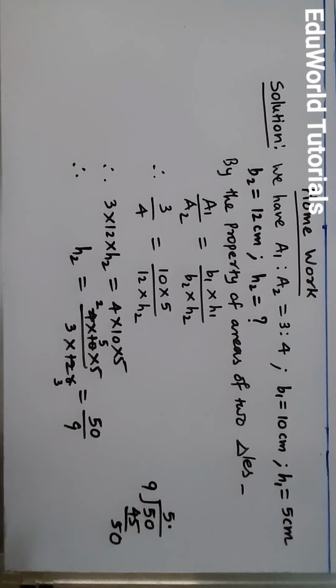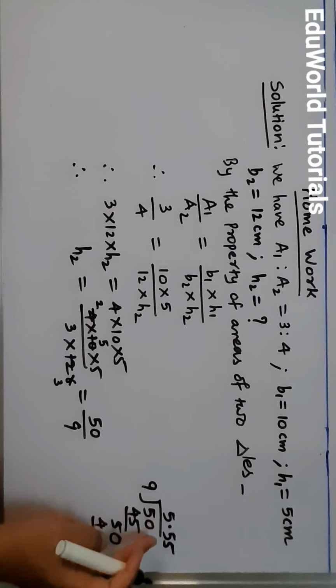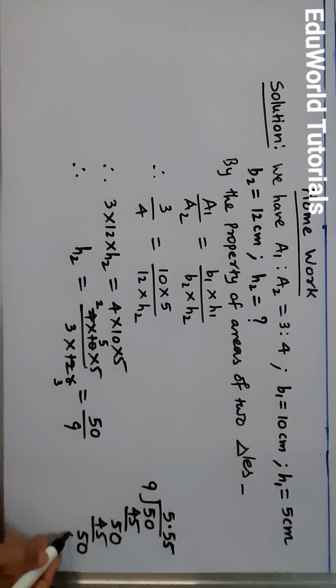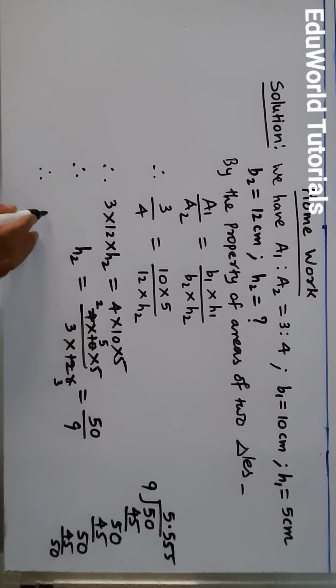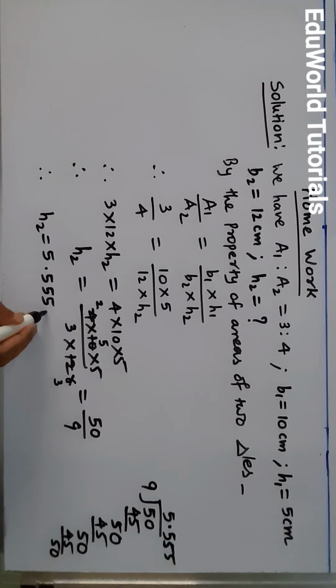So in the quotient we put a decimal point. Again 9 5s are 45 and the division continues. We keep on getting the same recurring digit, 555, like that. They have asked us to find the answer correct up to 2 decimal places. So the third digit in this division will also be equal to 5. Therefore H2 is equal to 5.555, like that, and this is a recurring digit.